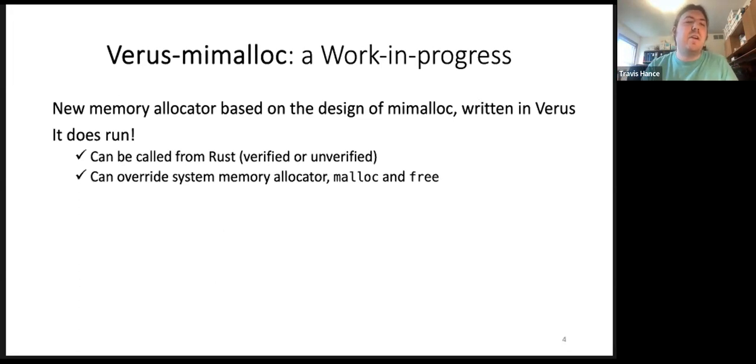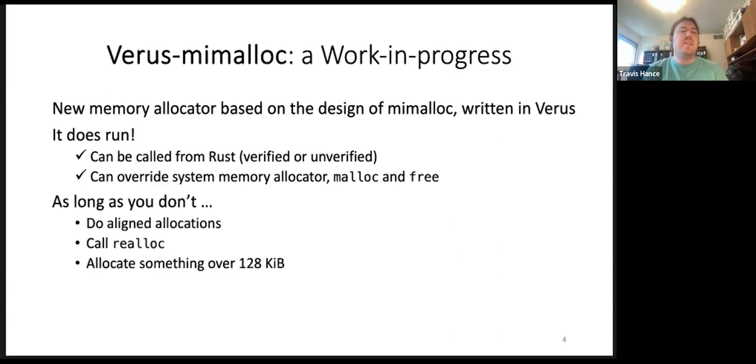Our memory allocator does run. You can call it from Rust, either more Rust code, which is also verified in Verus, or you can call it from unverified Rust. You can also override the system's memory allocator, which demonstrates that we're not inadvertently having a cyclic dependency on some other allocator.